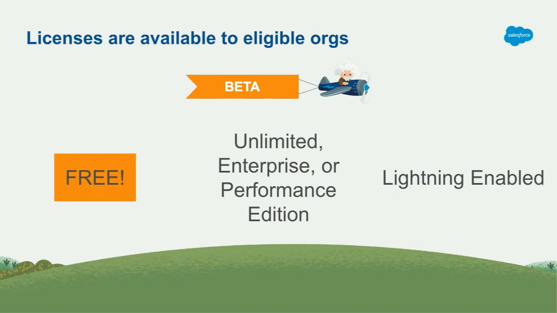So before we get there, actually I want to highlight that it's free. Einstein Search is free and running as a beta program. People who have Lightning enabled and have Unlimited, Enterprise, or Performance Edition can now avail Einstein Search since, I think, Winter 2020.